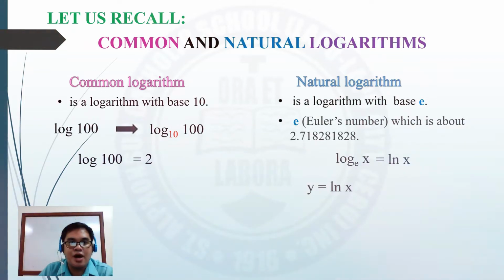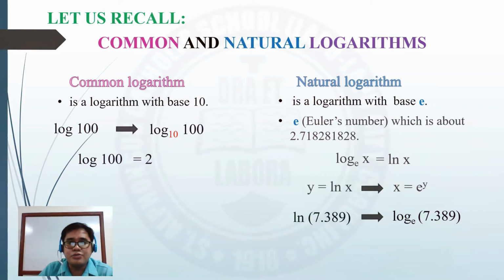So for every y is equal to ln of x, it can be written in its exponential form, which is x is equal to e raised to y. For example, if we have ln of 7.389, it can be written in this form, the logarithm of 7.389 to the base e.